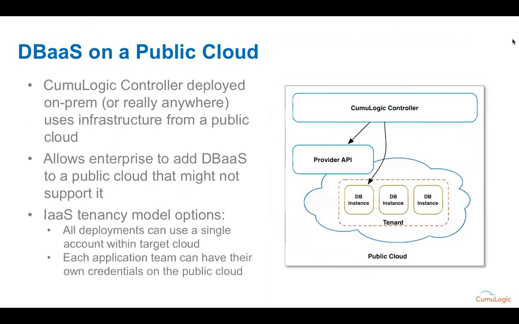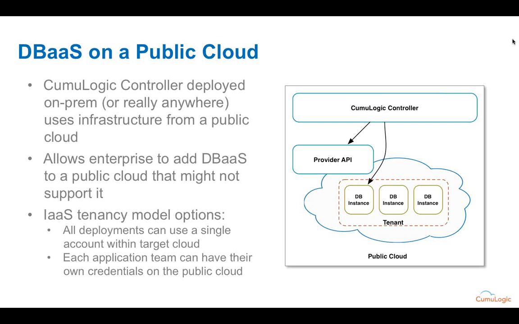So the next option similarly has a single target where all the database systems are going to be deployed to the single environment. But in this case, what we're talking about is taking the CumuLogic controller and adding database as a service to a public cloud environment. Now, this could be a public cloud infrastructure as a service provider who doesn't offer database as a service today. As long as their API is compatible with our controller, and again, we support all the major APIs, you're going to be able to layer on DBaaS functionality here. And you will control how that database as a service environment is actually going to operate within that provider's infrastructure environment.